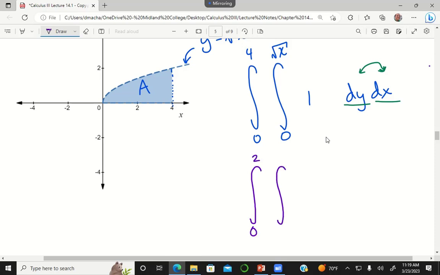let me write dx first. So I'm first integrating with respect to dx and then dy. So now I've swapped my order of integration. I'm going to say, let me allow my y variable to be anywhere between 0 and 2. But if I allow my y variable to be anywhere between 0 and 2, that means my x variable has to be between y squared and 4.